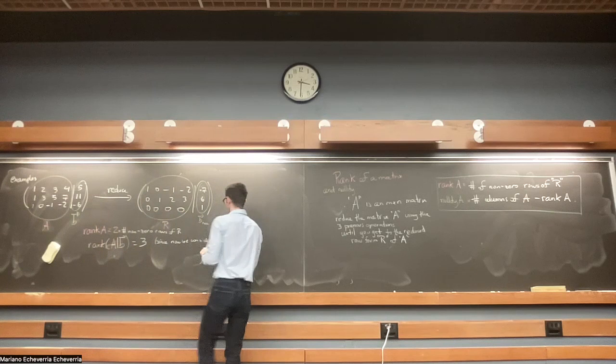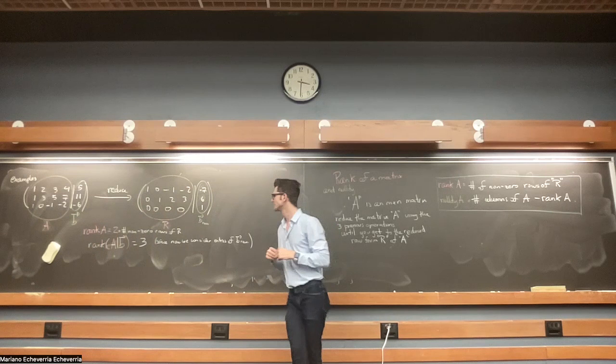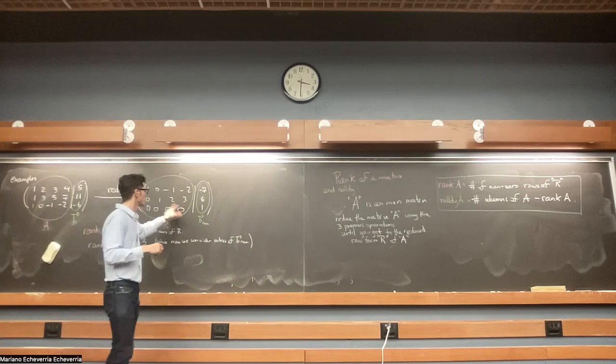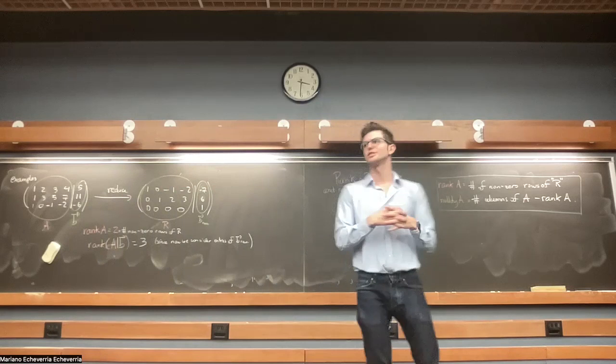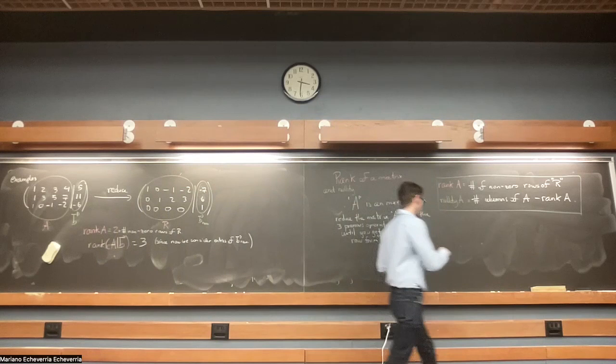Maybe it looks a little bit of an overkill, because it's kind of clear here that it has no solutions. But one way to say that a system has no solutions is if these 2 ranks are different. Okay, so let me write that down. Here's an important result.